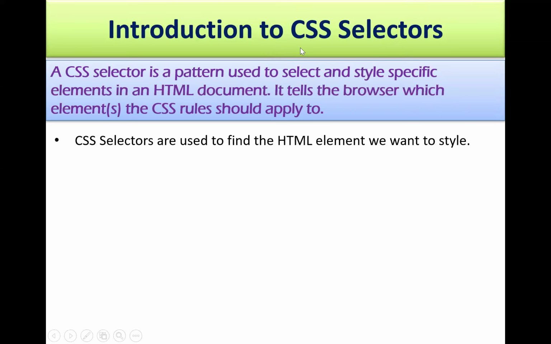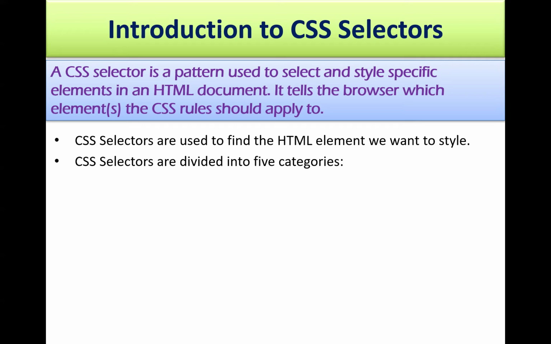A CSS selector is a pattern used to select and style specific elements in an HTML document. It tells the browser which elements the CSS rules should apply to. In the last class we learned about inline, external and internal styles, but we use selectors in a different way. Why do we use these selectors? To find the HTML element we want to style.